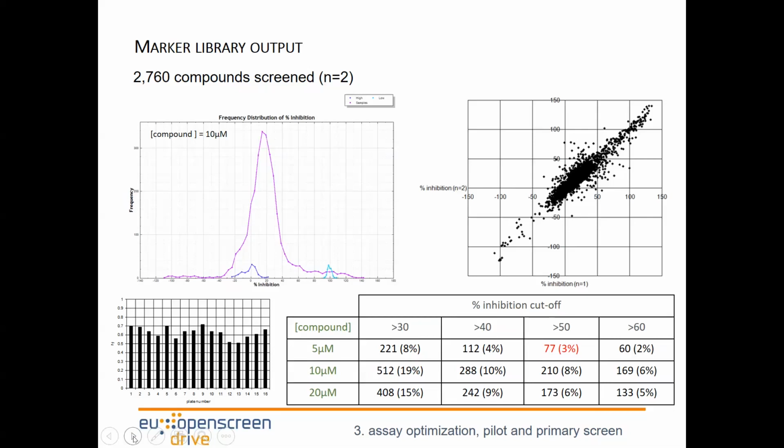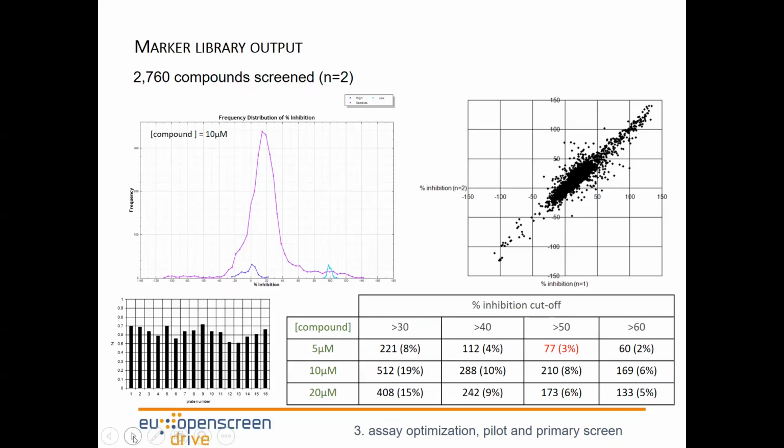You can see there are telltale signs of some optical interference. There are many hits which are coming up with very large negative inhibition, and also some compounds which are giving very large positive inhibition as well. These are very likely to be artifacts of the system, but we will come onto that in the next few slides. And then you can see the frequency distribution plot on the left-hand side, and the correlation between the two data sets.